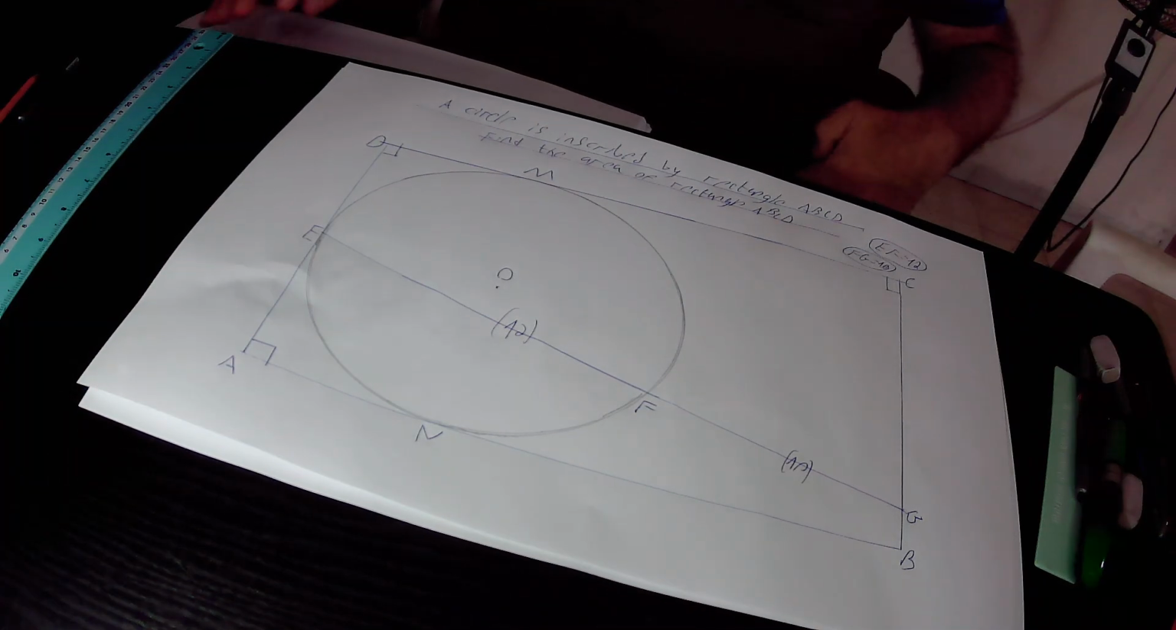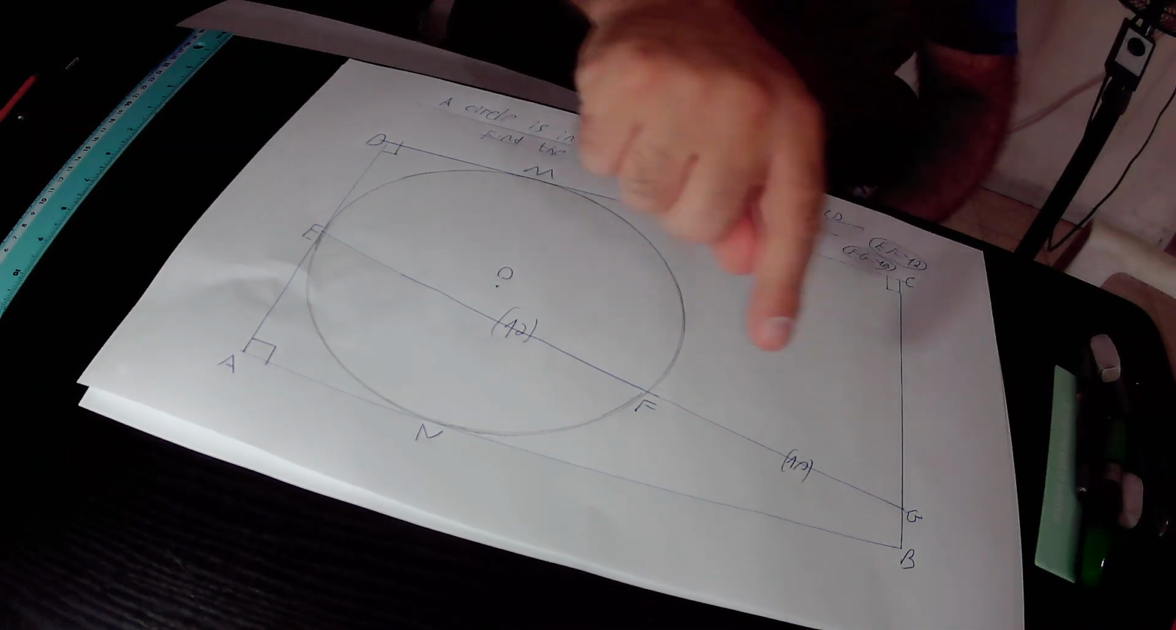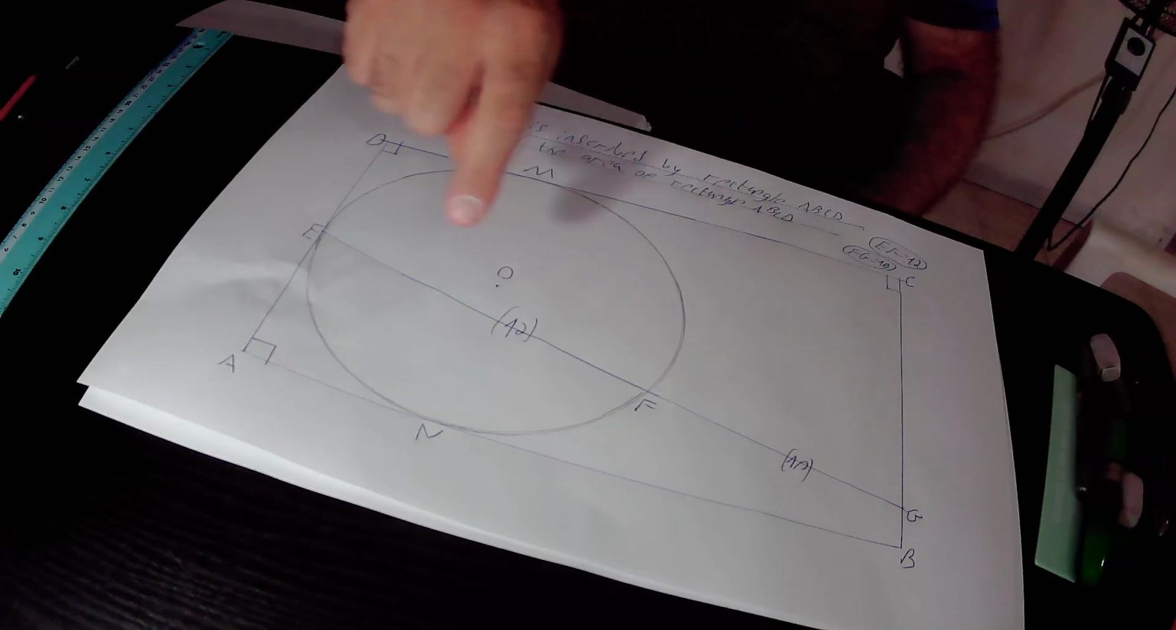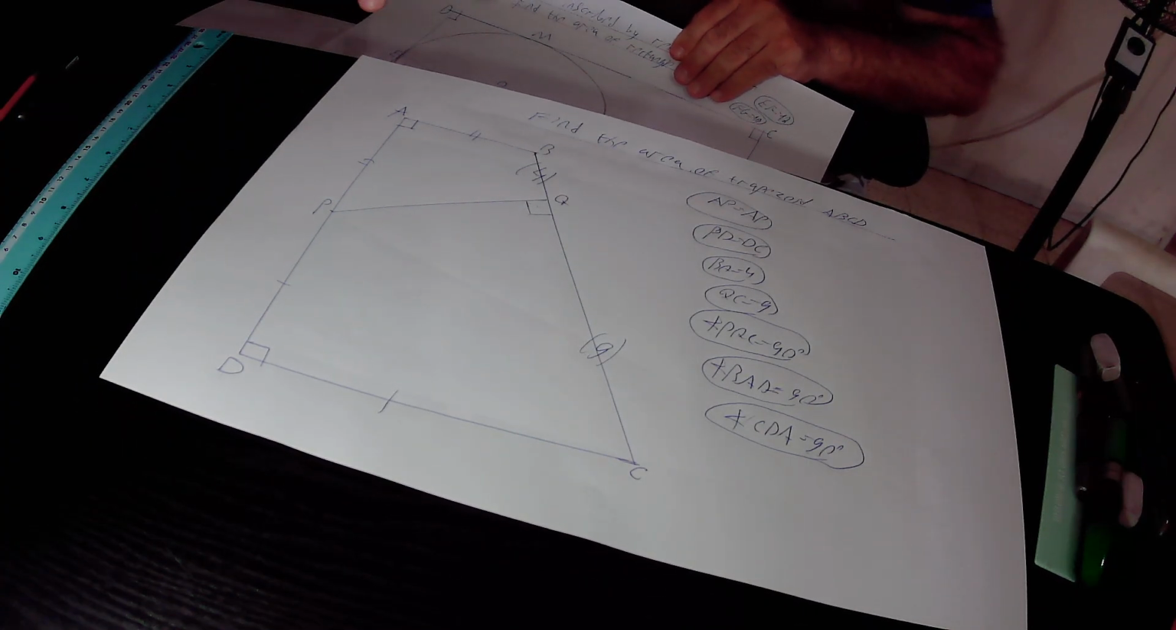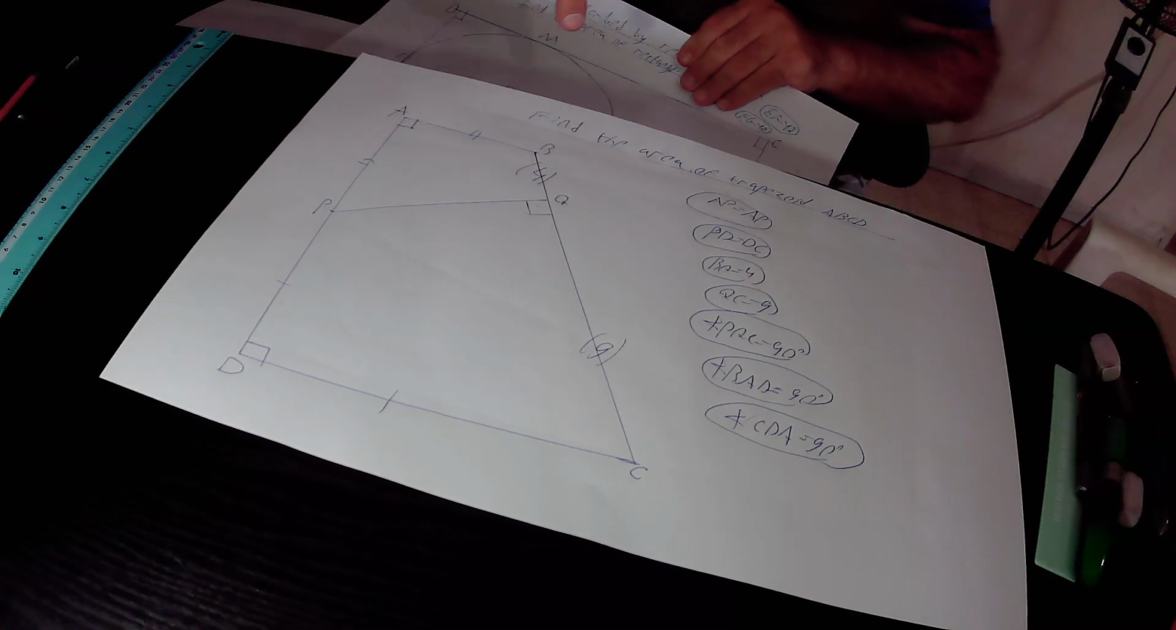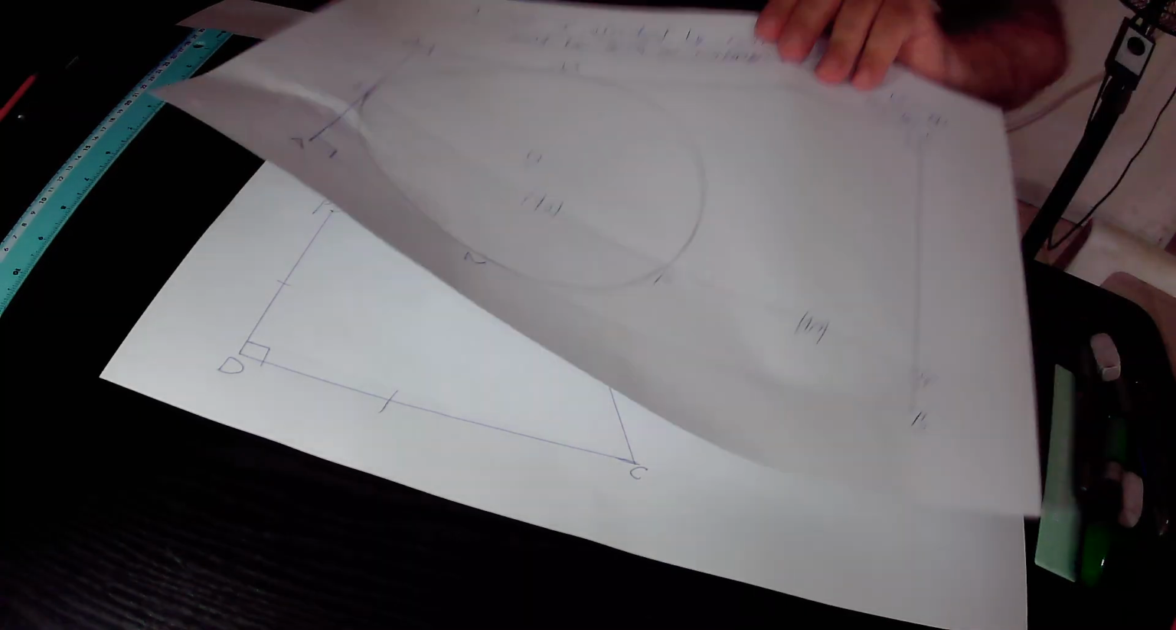And now in this lecture we'll answer two questions. In the first question we find out the area of this rectangle ABCD that blocks this circle, and in the second question we find out the area of this trapezoid ABCD. So we'll start with the first question.